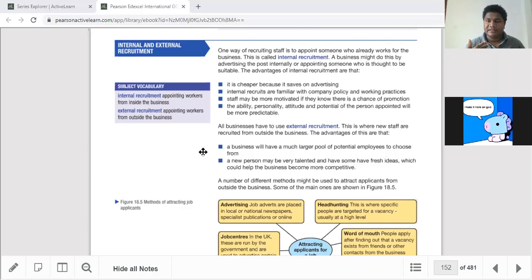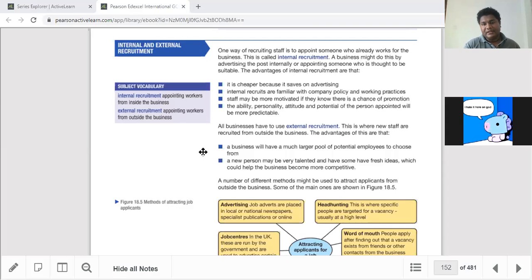The second thing is that a large pool of applications is available. Therefore, we can recruit more capable candidates for the organization. That's an advantage. And also, secondly, a new person may be very talented and have some fresh ideas, new blood, which could help the business become more competitive.